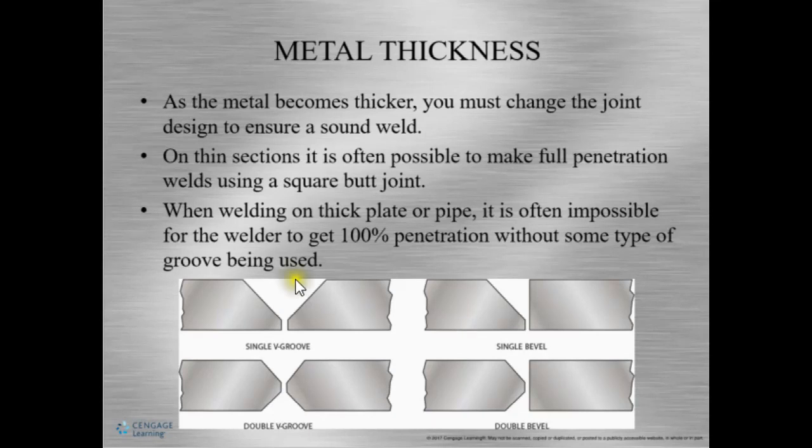Okay, so the first one, single V groove. We're talking about it only on one side. Now, double V. This means the V is on both sides. So if it's on both sides, we call it a double. All right, this one can get confusing. Single bevel, which means only one member is prepared. Now, double single bevel. That means both sides of this are being prepared.